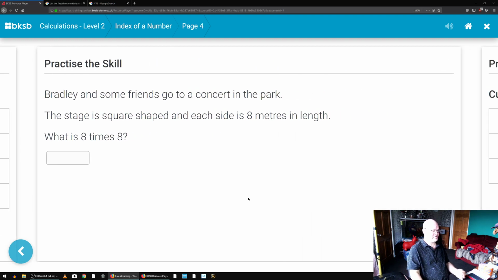Bradley had some friends to go to a concert in the park. The stage is square shaped. Each side is 8 meters in length. What is 8 times 8?